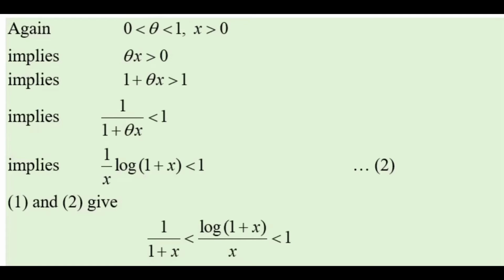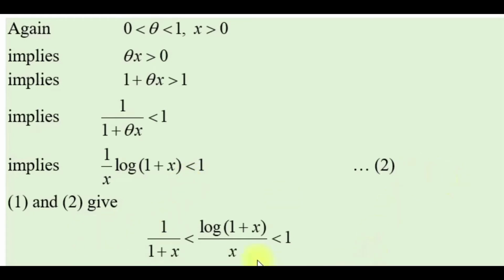Again, 0 < θ < 1 and x > 0 implies θx > 0, which implies 1 + θx > 1. So their reciprocals satisfy the inequality 1/(1 + θx) < 1. So what is 1/(1 + θx)? That is log(1 + x)/x. So we obtain this is less than 1.